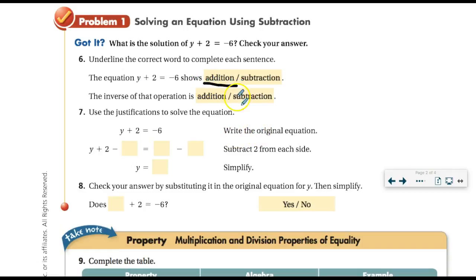The inverse of that operation, in other words addition, the inverse of addition is subtraction. So that means I should be subtracting on both sides. Use the justifications to solve. Okay, so write the original equation, subtract 2 from each side.